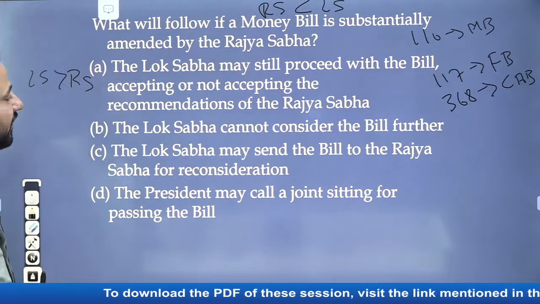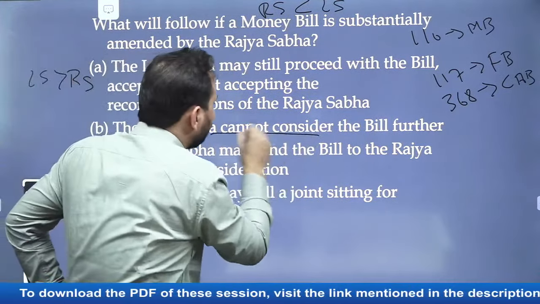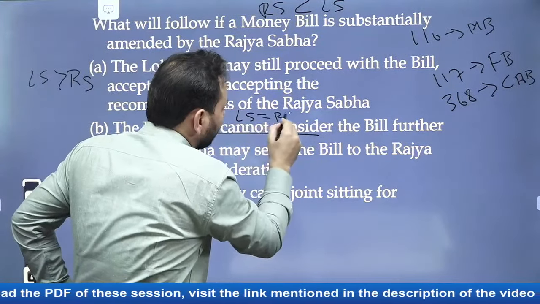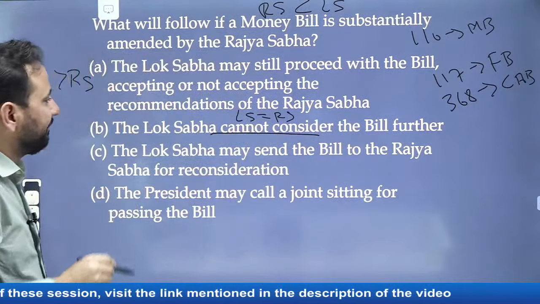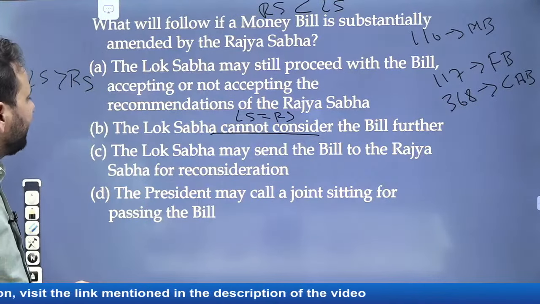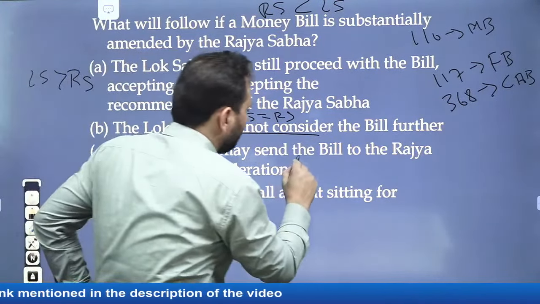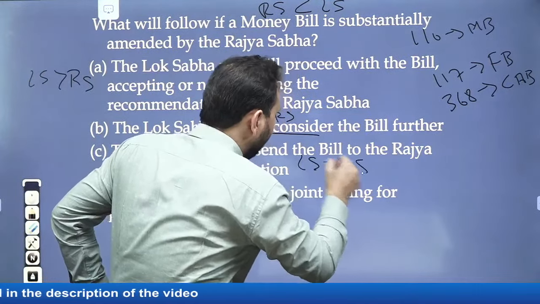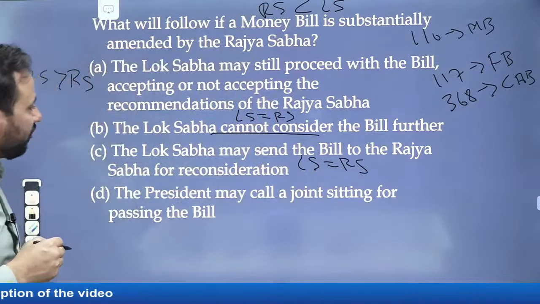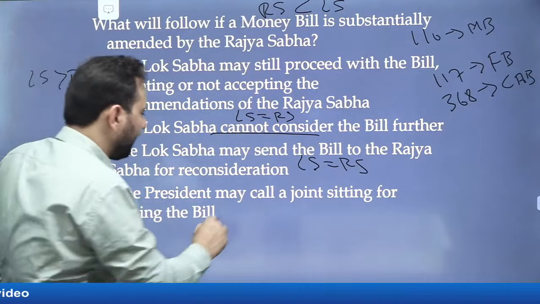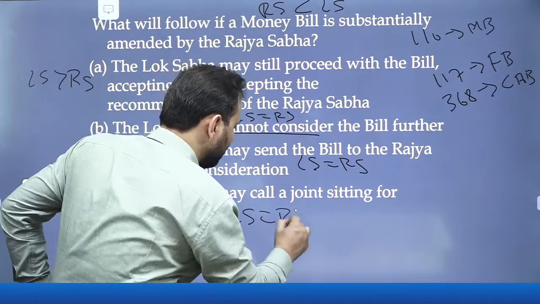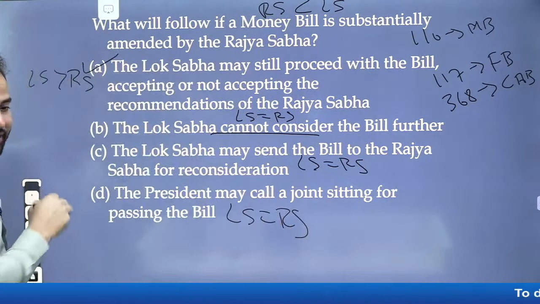The Lok Sabha cannot consider the bill. If we see this option, then Lok Sabha is equal to Rajya Sabha. The Lok Sabha may send the bill to the Rajya Sabha for reconsideration. Again, equality. The president may call a joint sitting for passing the bill. Again, equality. So the answer would be A only.